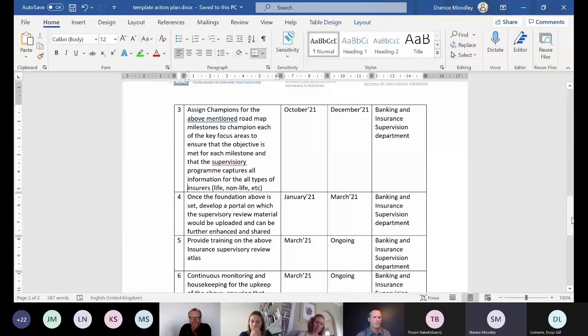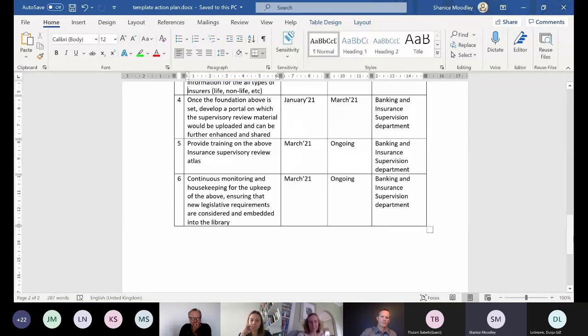This is anticipated to start in March next year, and it will be an ongoing process because the learning basically never ends. And then last but not least, continuous monitoring and housekeeping for the upkeep of the above, ensuring that any legislative requirements and new regulatory reforms are considered and embedded into our library, into our supervisory programs, and continuous training and sharing of information is done. The time frame for this is also March next year for an ongoing period.